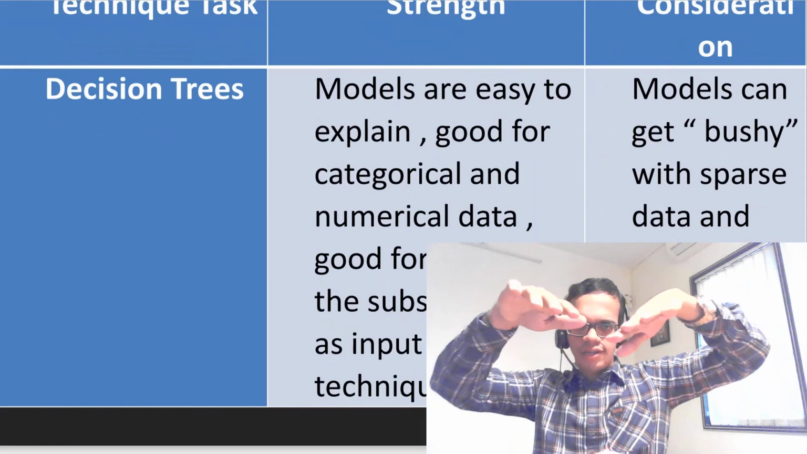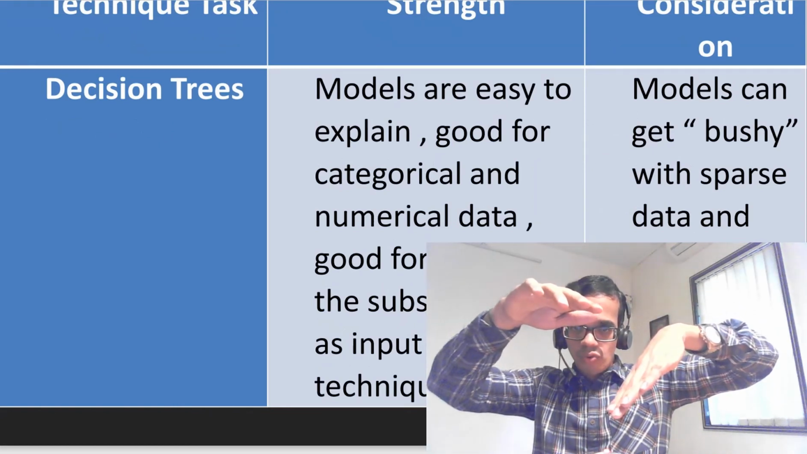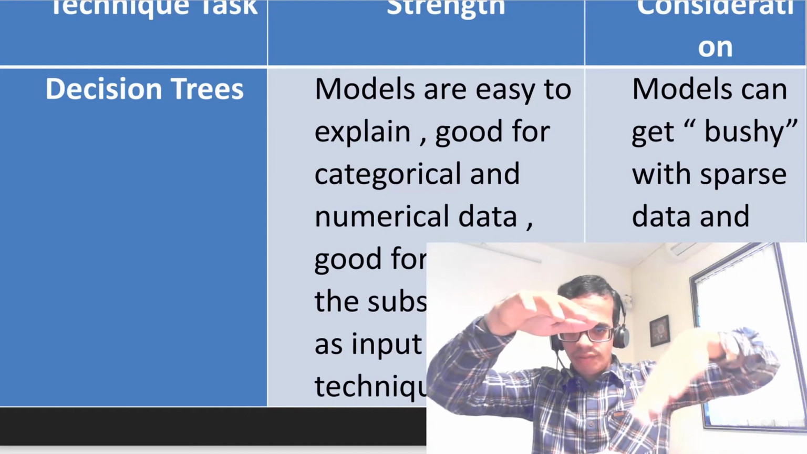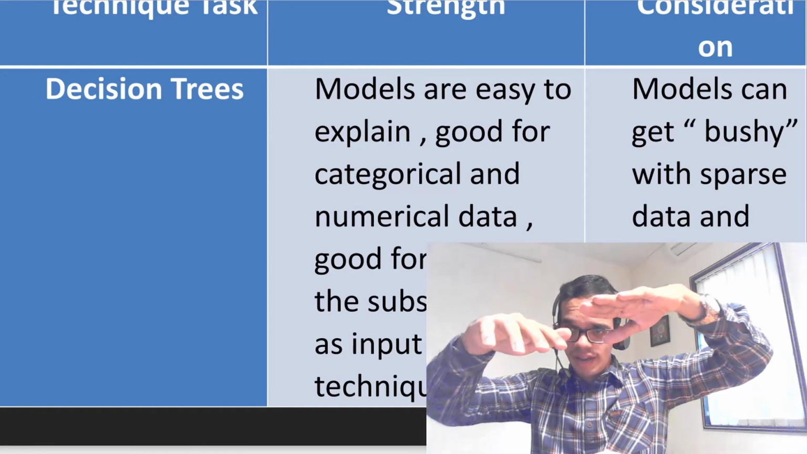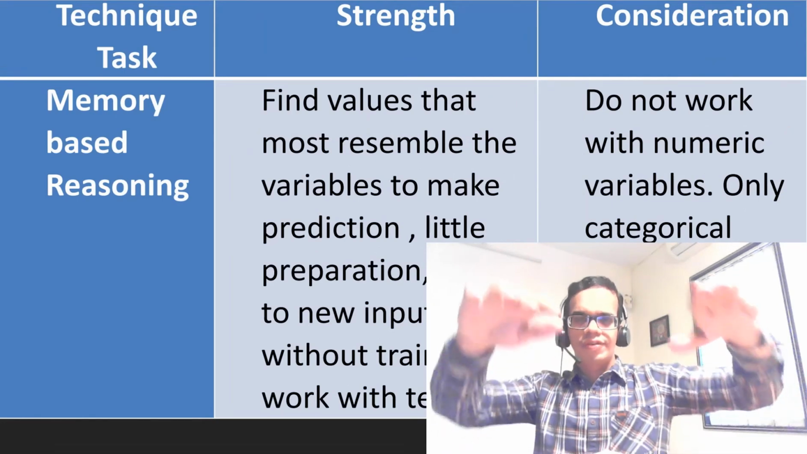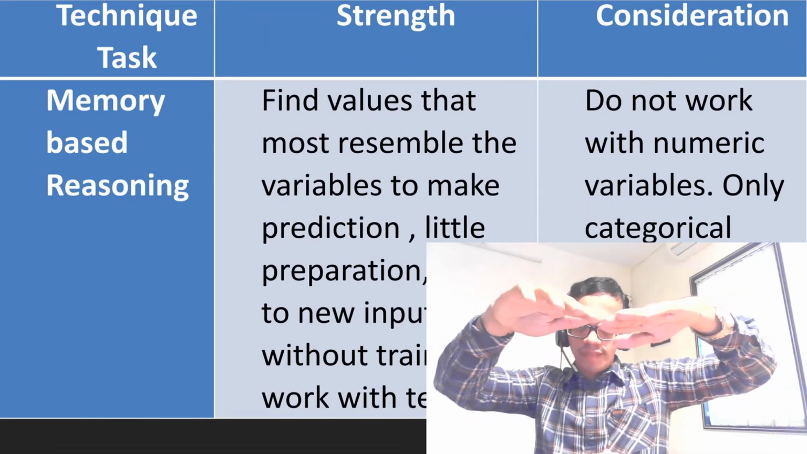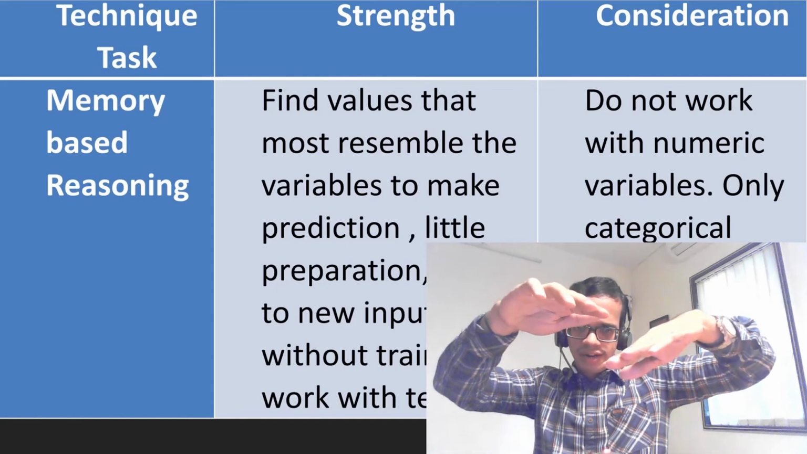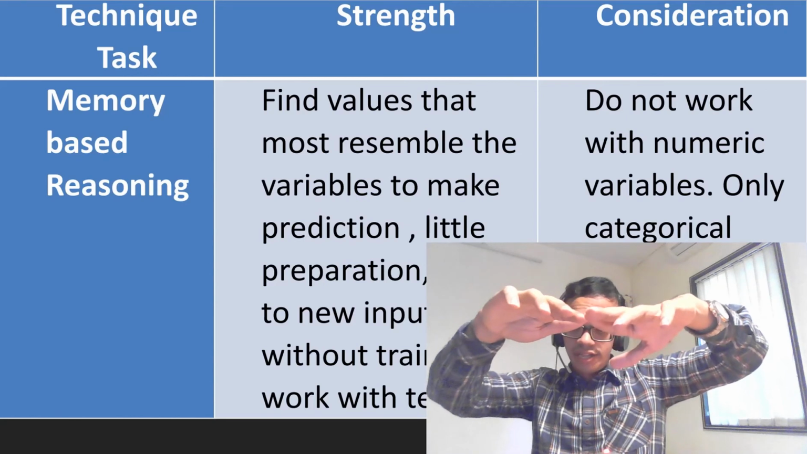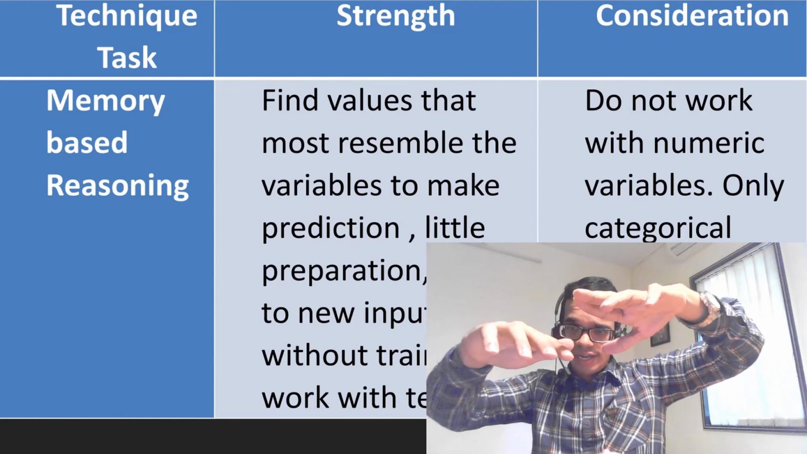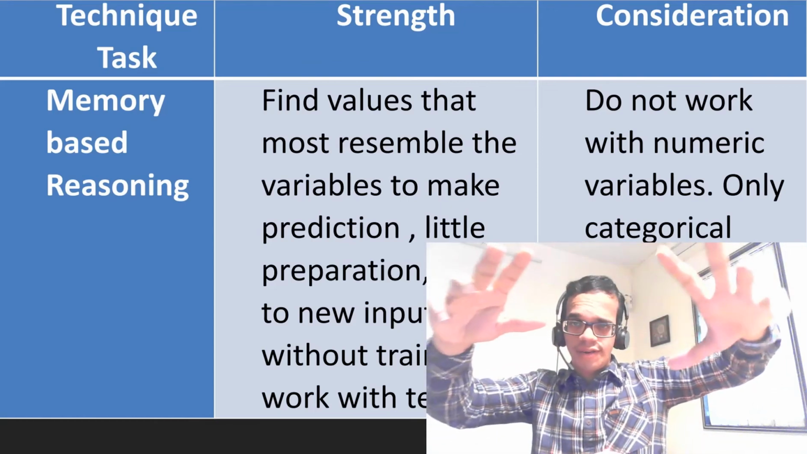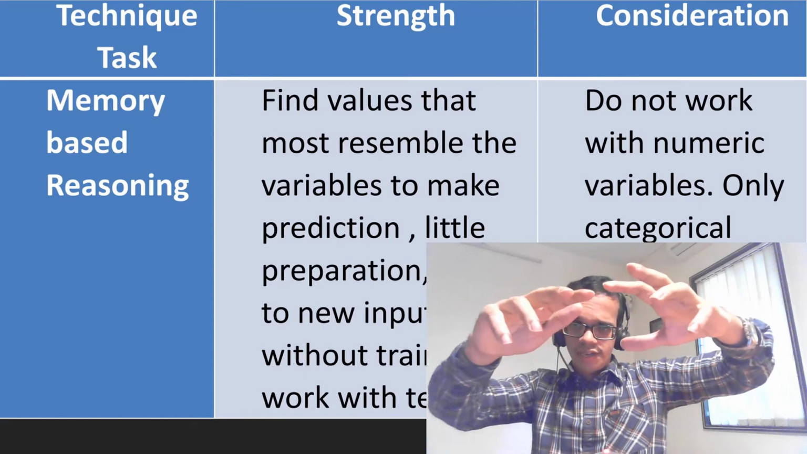Decision trees have the strength of being easy to use, working with categorical and numerical data, and handling a large number of fields as input. As a consideration, the models can be less helpful with sparse data. Memory based reasoning means making decisions from memory, finding the most resembling values of the variables for predictions, with adaptability and inputs without training, working with text. The considerations: it does not work with numeric values, only categorical variables, and does not work well with a lot of business variables. So these are some of the strengths and considerations of memory based reasoning.